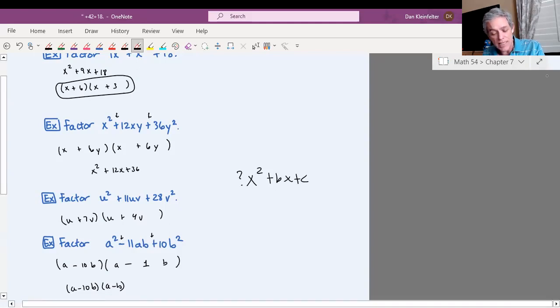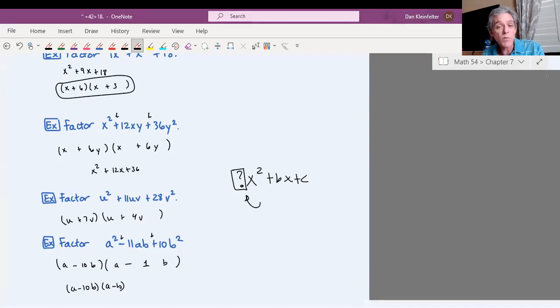You'll notice that all the examples that we had in this section, the coefficient of x squared was a 1. And in the next section, we remove that restriction and say, well, what if it was something other than 1? All right, that takes us to the end of this section.